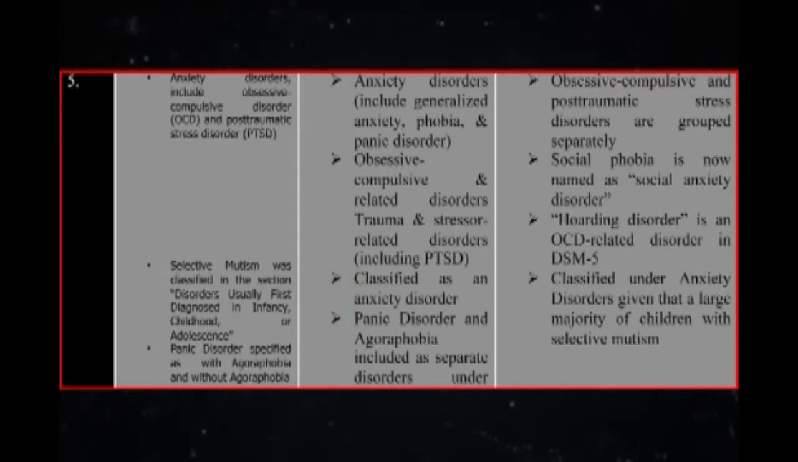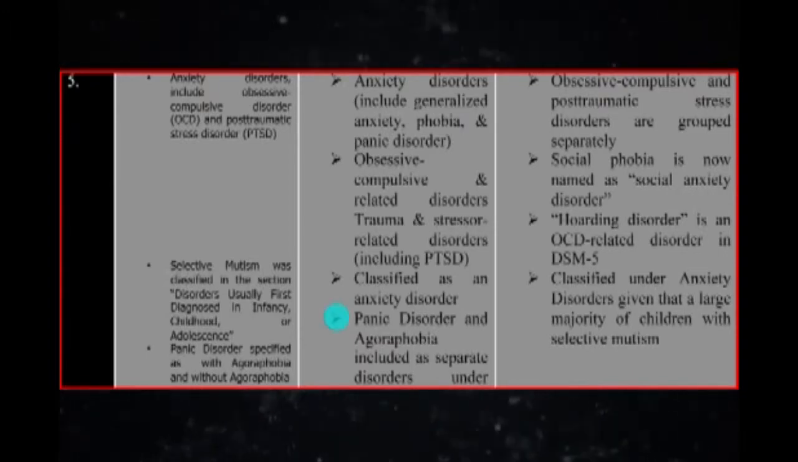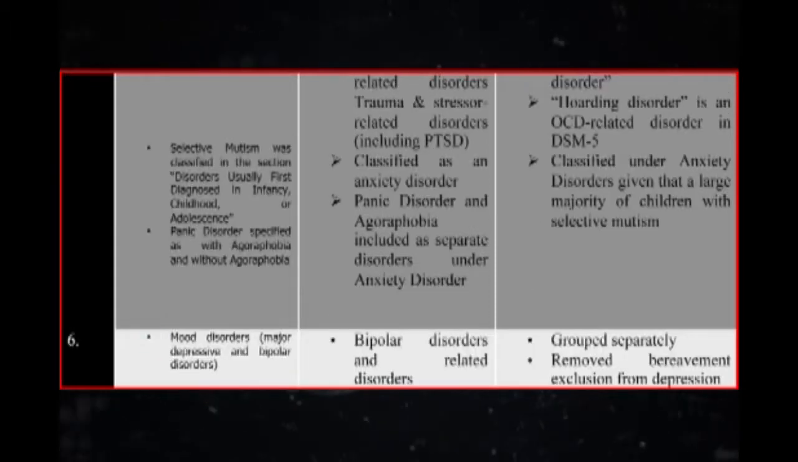Panic disorder was specified as with agoraphobia and without agoraphobia in DSM-4 TR, whereas you see the differences in DSM-5, where panic disorder and agoraphobia were included as separate disorders under anxiety disorder. Mood disorders included major depressive and bipolar disorders in DSM-4 TR. Bipolar disorders and related disorders were discussed in DSM-5 along with depressive disorders specially.